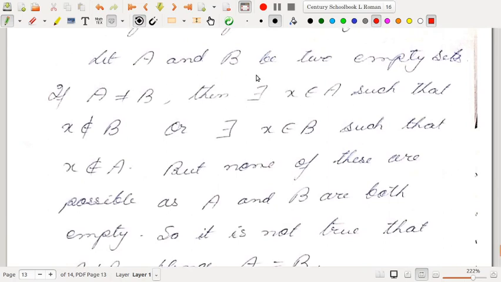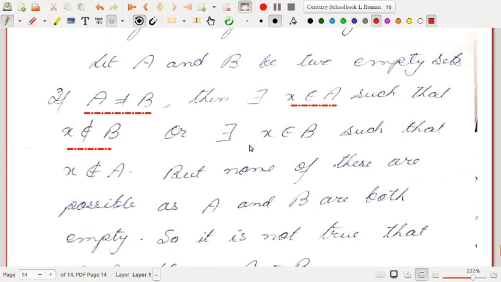Let A and B be two empty sets. If A and B are unequal, then by the definition of equality of sets, what happens? Either there exists an element x inside A which does not belong to B, or there exists an x inside B which does not belong to A. But none of these are possible as both A and B are empty sets. So we cannot argue that A is not equal to B.